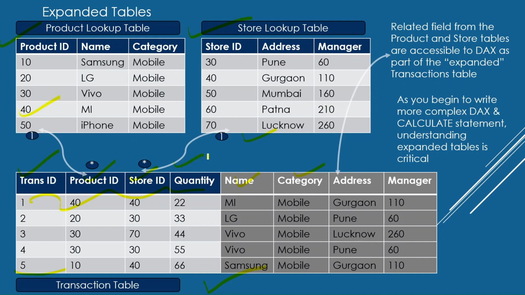This table is also associated with the store lookup table on the store ID. So along with these, this address and manager will also be available from the store table. So this is stored at the back end. These columns which are coming from these two tables are visible, and they are part of the expanded table which is stored at the back end.